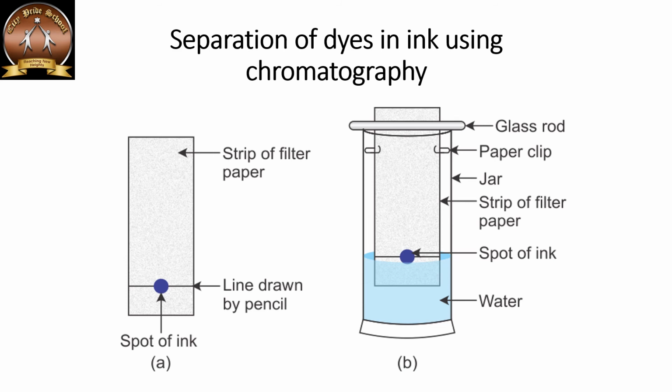Now I would like to tell you one more thing. Chromatographic technique is used to separate the components qualitatively and not quantitatively. Now what do you mean by qualitatively? Qualitatively means we can just identify the component and its separation. And if we talk about quantitatively, that means we are going to separate out the components based upon the amount of quantity which is present.